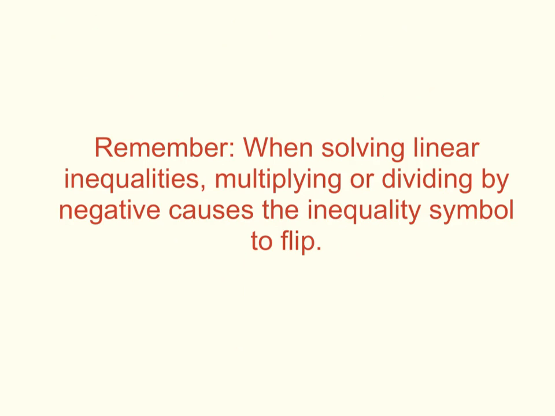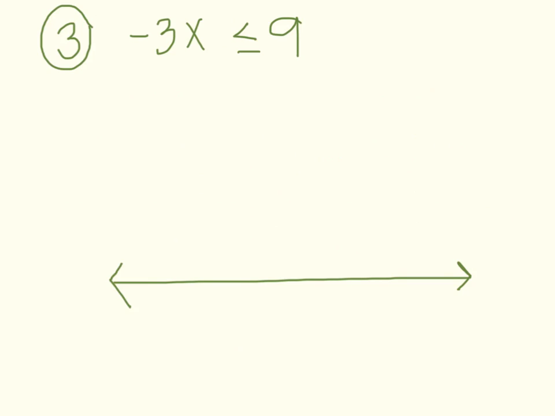Remember, when solving linear inequalities, when you multiply or divide by a negative, that causes the inequality symbol to flip. Now we are going to practice solving inequalities. For this first inequality, I'm going to solve for x, and in order to do that, I need to divide both sides by a negative 3. And remember, when we divide by a negative or multiply by a negative, the inequality changes. So now it's x is greater than or equal to negative 3.